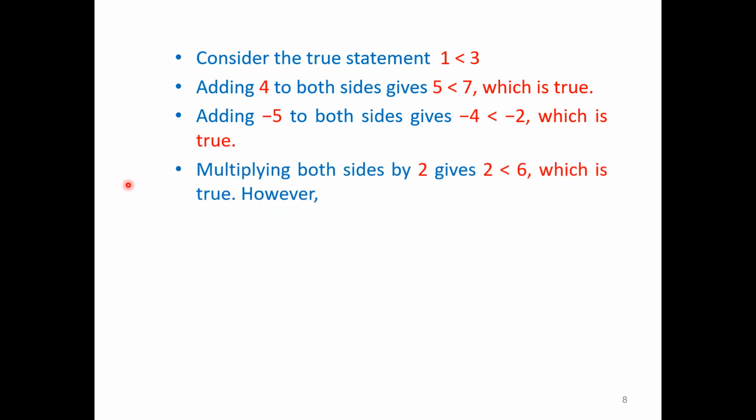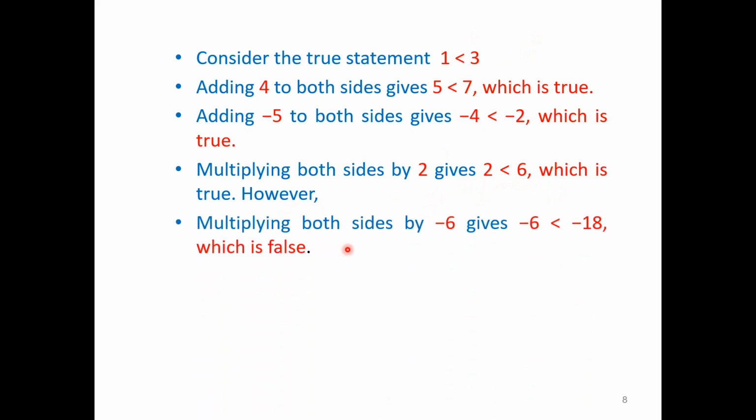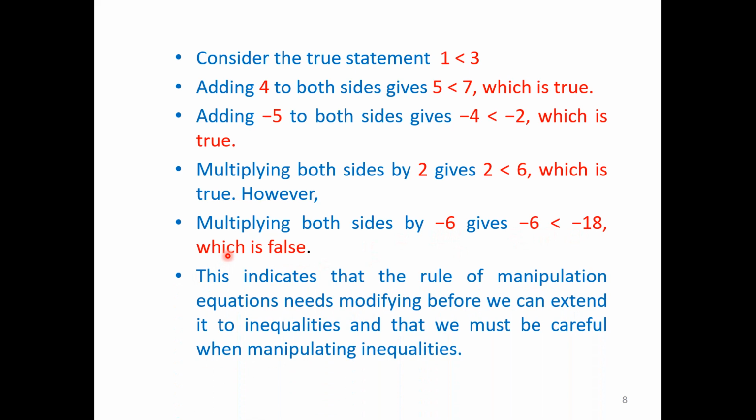Multiplying both sides of this inequality by 2 gives 2 less than 6, which is also true. However, multiplying both sides by minus 6 gives minus 6 less than minus 18, which is false. This indicates that the rule of manipulating equations needs modifying before we can extend it to inequalities, and that we must be careful when manipulating inequalities.